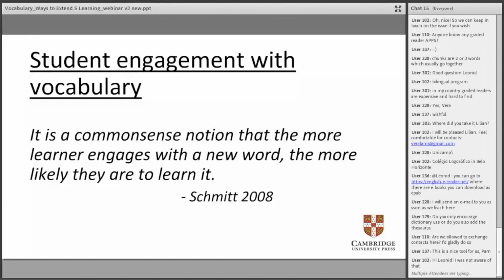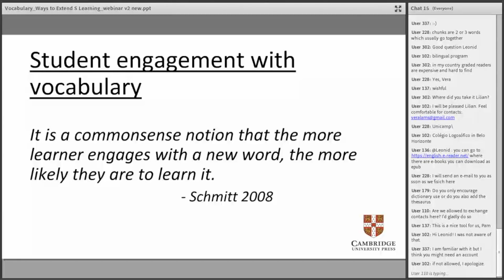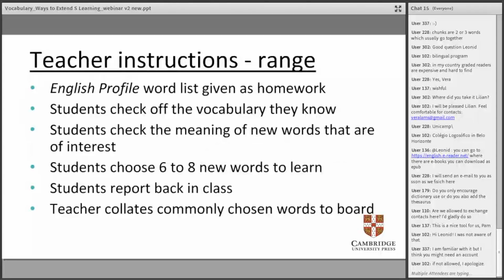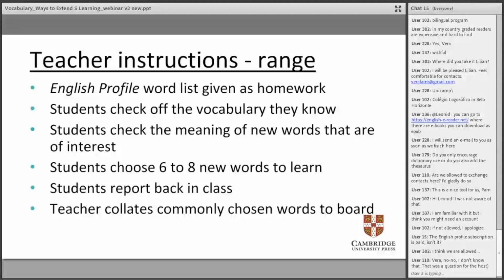I wanted them to focus on words that they were interested in, because Schmidt makes a very good point here when he says that if a learner engages with a new word, in other words, if they're kind of interested in it, that they're curious in some way, then they're more likely to learn it. So I gave students this handout, the word list. This is the idea for including range.